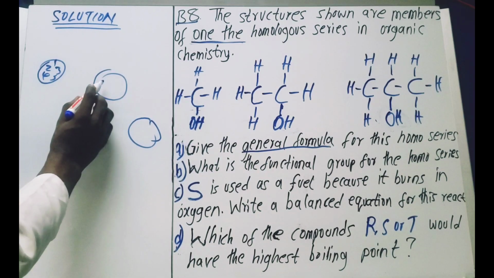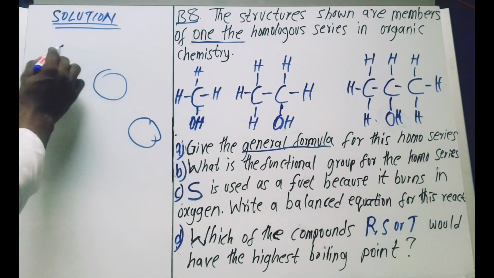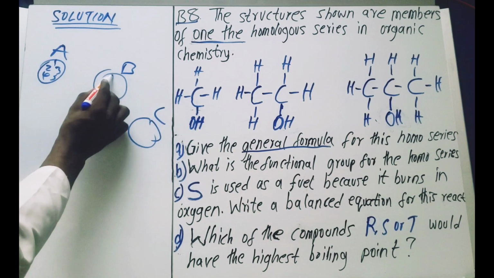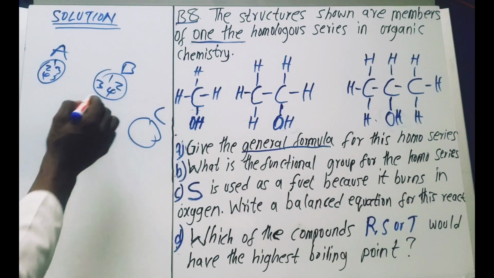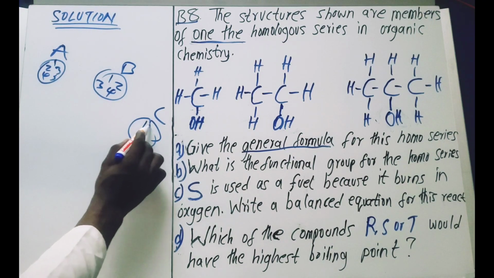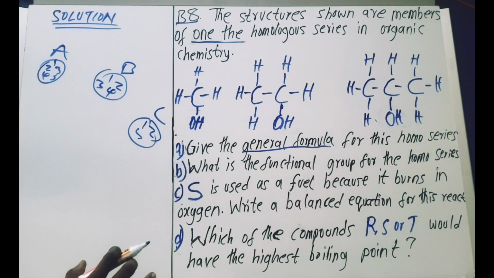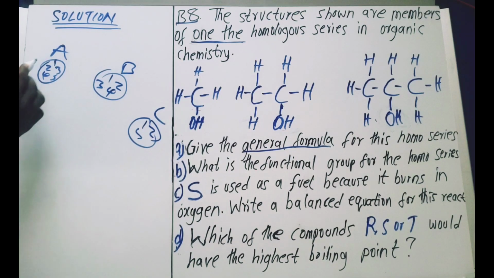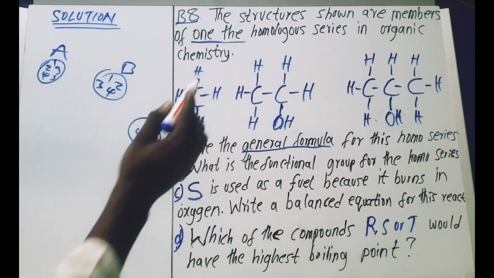Group B also has members. This is A, this is B, this is C. This one also has members 2, 3 until 10. This one also has members, and there are many more groups. Each group has its own members, 10 in each group. And these members have similar looks. The way they look, the way they behave, everything is similar. This is how homologous series are.